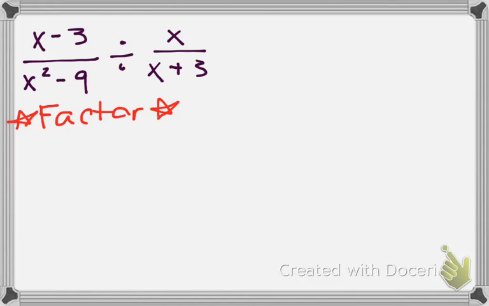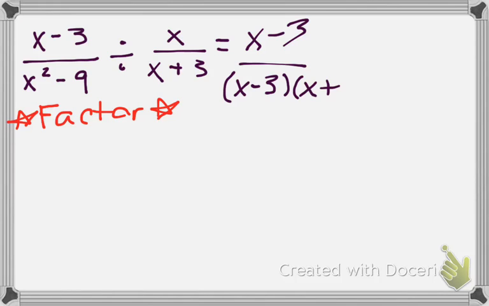So the first thing I'm going to do is look at what I have here. X minus 3, can't factor that, right? But then I might look at something like x squared minus 9, and I say, okay, that I can factor. That's a difference of perfect squares. So I'm going to turn this into x minus 3 and x plus 3. Then when I look at my other side, x plus 3 and x, those can't be factored. So first step is always to factor.